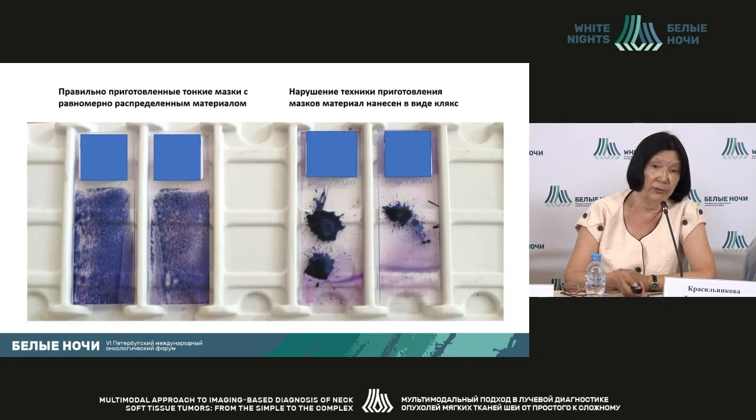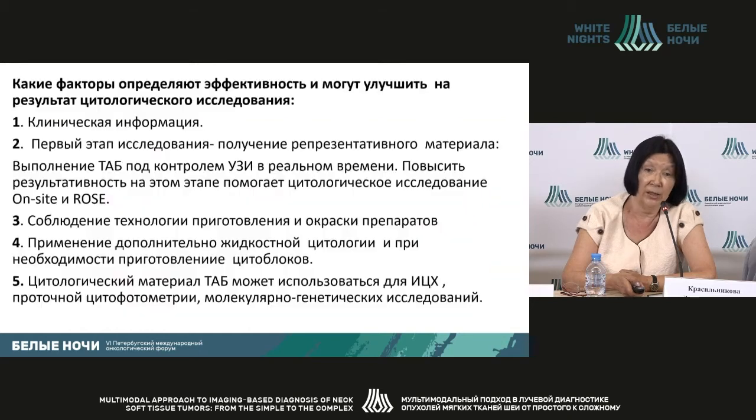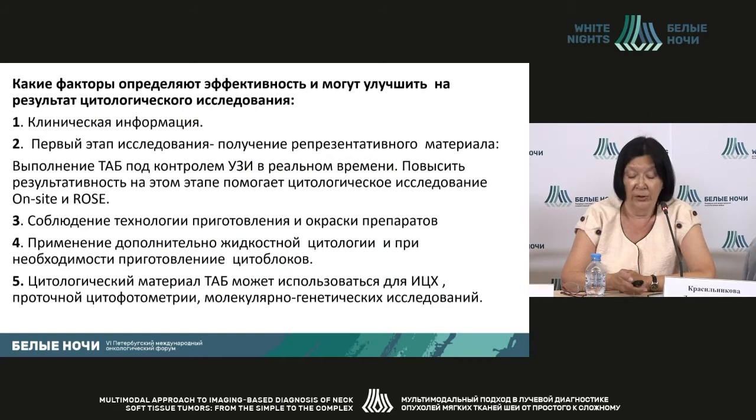The aspirator is just placed on the glass without the distribution. It looks like a spot. Blood elements that are always present in the aspirate are covering the epithelium, which is at the bottom. In such a case, the cytologist may not see the informative epithelial cells.